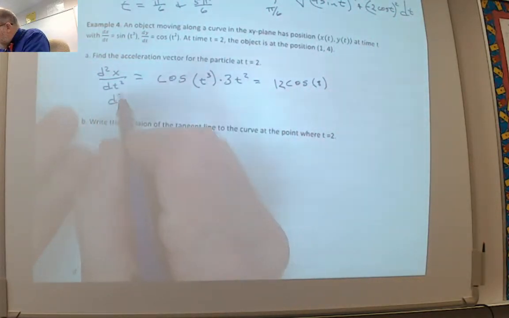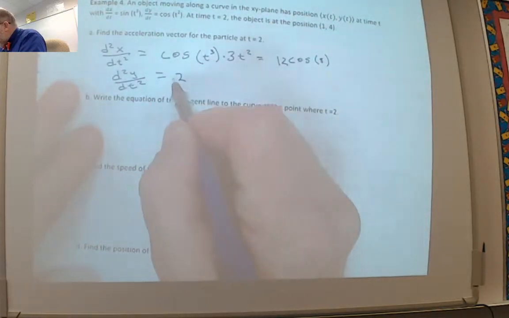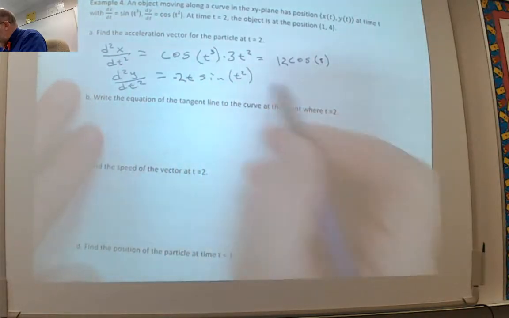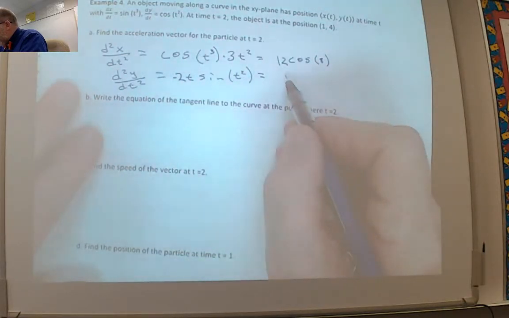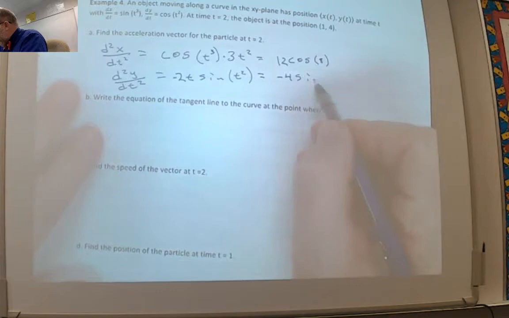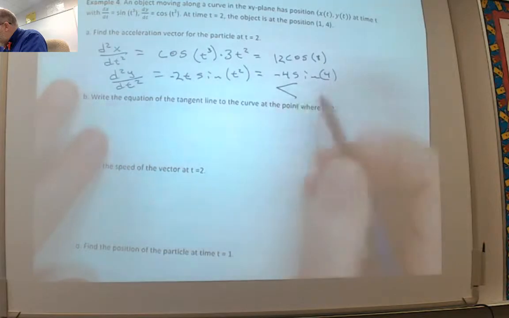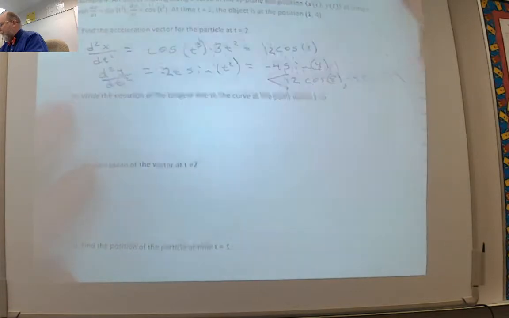Okay, so d squared over dt squared equals what? 2t times negative sine, so I can make it a negative 2t sine of t squared. Are you okay with that? And when I plug in 2 into there, what do I get? Negative 4 sine 4. And so I just needed to get it in the vector form. And you could put that in your calculator and figure out what those values are if you wanted to, right?